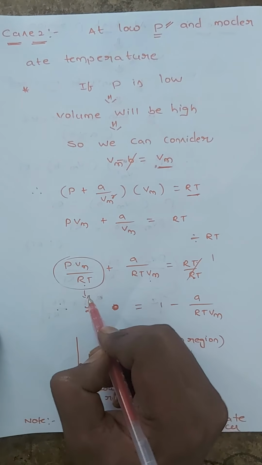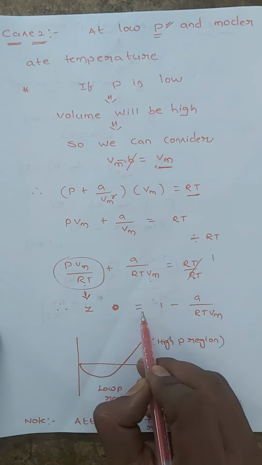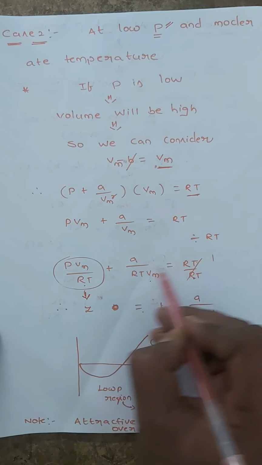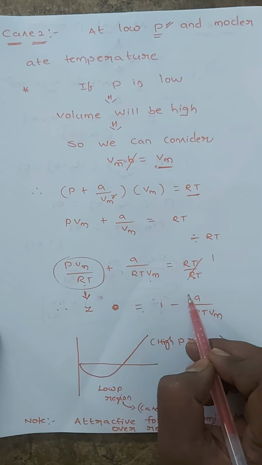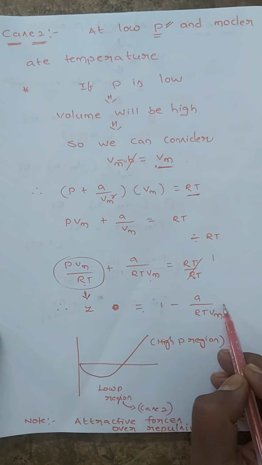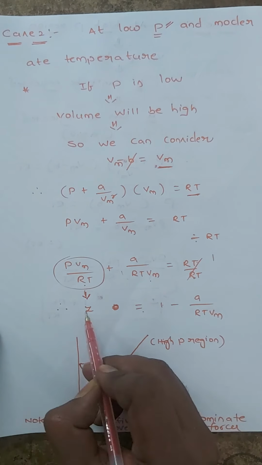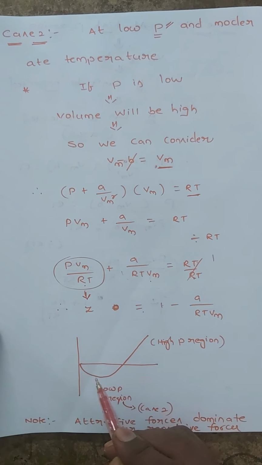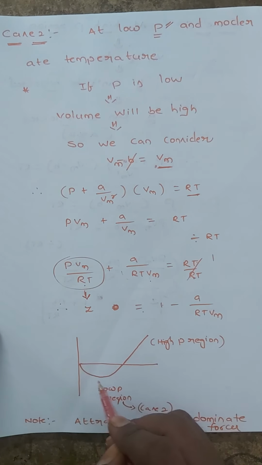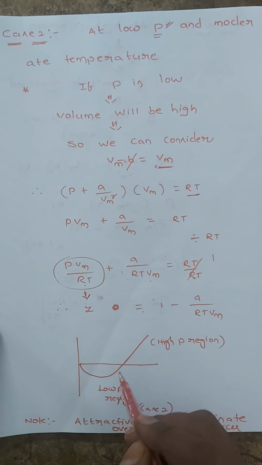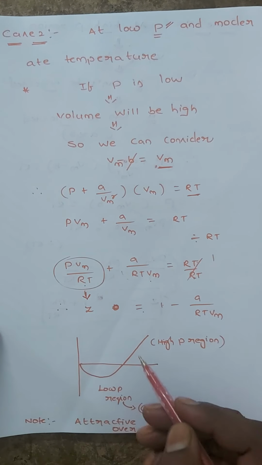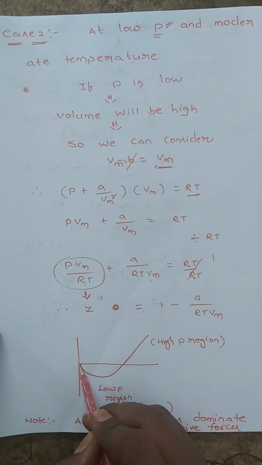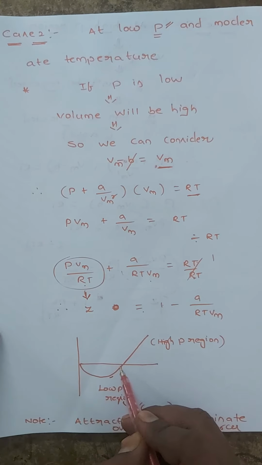On rearranging, here we got PVm by RT plus a by RT Vm is equal to RT by RT. We know PVm by RT as Z. So Z is equal to 1, and I brought this term to this side, so 1 minus a by RT Vm. So at low pressure region and moderate temperature, for real gases, the Z value keeps on decreasing when compared to 1 till a particular value of pressure. So here this indicates the low pressure region.